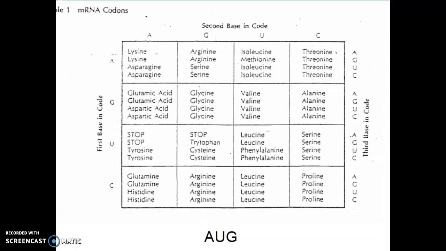Now, it doesn't matter what chart they give you. They're all going to be similar. They may not be arranged exactly the same, but they're always going to be the exact same answer no matter where they are in the chart, okay? So notice you have the first base here, your second base here, and your third base here, okay? So what's our first nitrogen base in our codon?